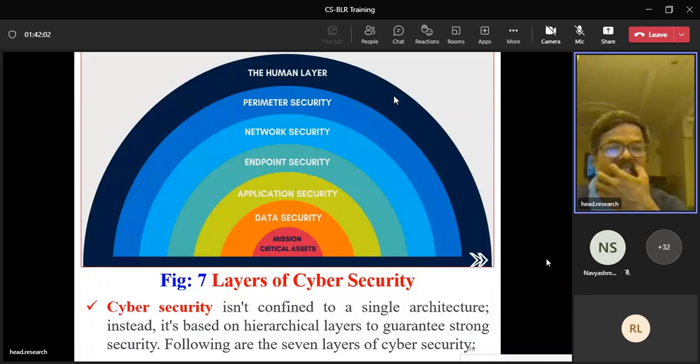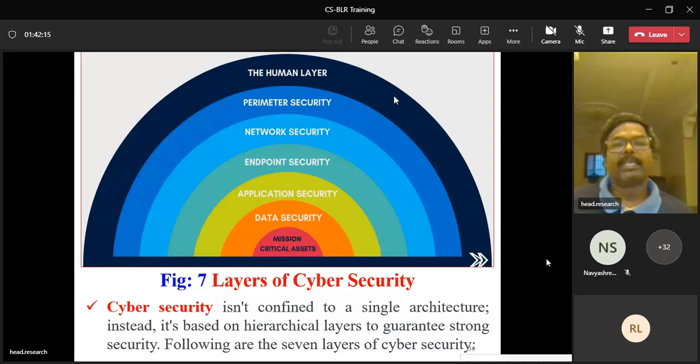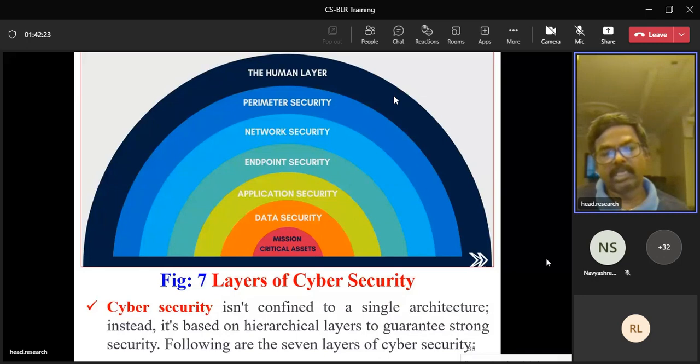7 layers of cyber security. Mission critical assets, data security, application security, endpoint security, network security, perimeter security and human security. It is very important. 7 layers of cyber security.